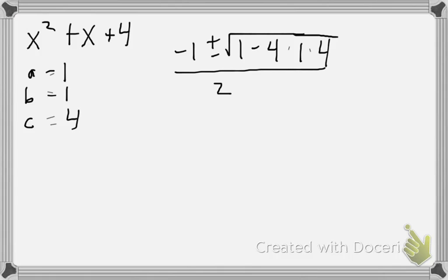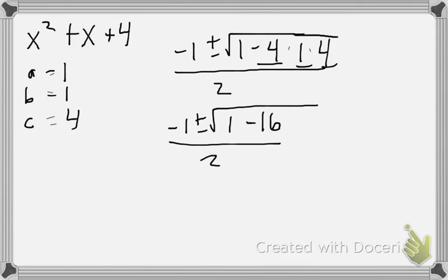So let's continue simplifying. So we get a -1 plus or minus. And let's simplify this information on the inside of my square root. I'm going to leave that 1 there, but I'm going to multiply -4 by 1, which is -4, times 4, which is -16. And that's all going to be divided by 2.